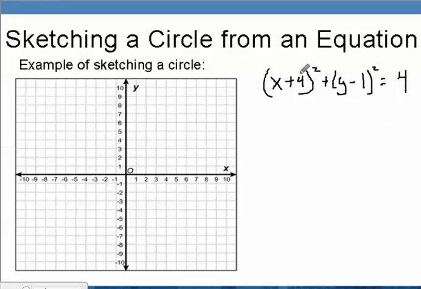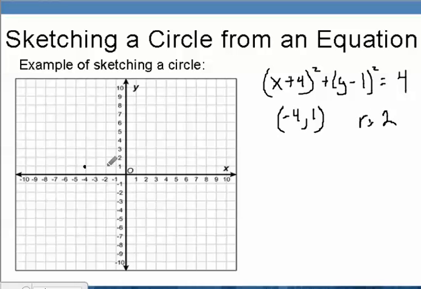Well, I can know that by seeing this plus here, that's going to be a negative 4 as my center. And seeing a minus there, that means my y value is going to be a 1. So my center is going to be at negative 4, 1, right there. I found the center. Woohoo. My radius squared is 4. So my radius is going to be the square root of 4, or 2.